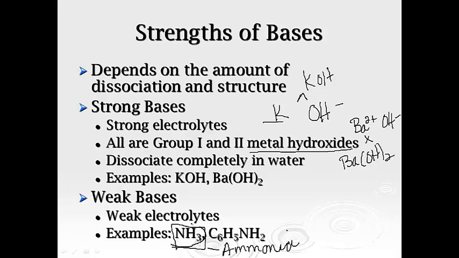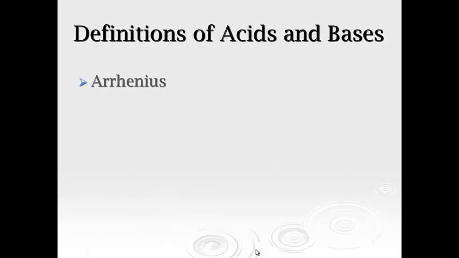Ammonia is a weak base. It's the most common weak base that we're going to keep talking about in this unit. You can get some organic bases that are left over after something donates a hydrogen. We're not going to focus too much on this. Okay, now finally to our definitions of what acids and bases actually are.